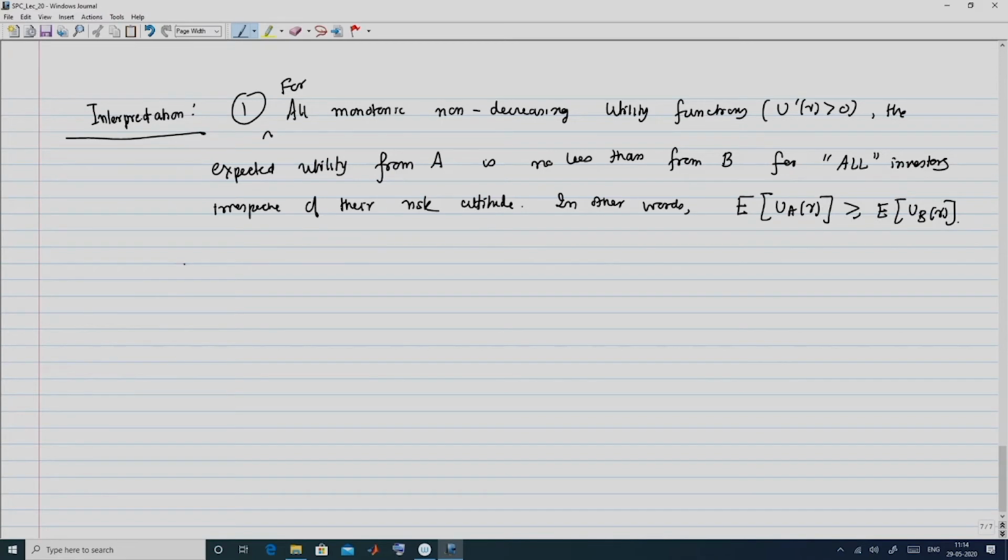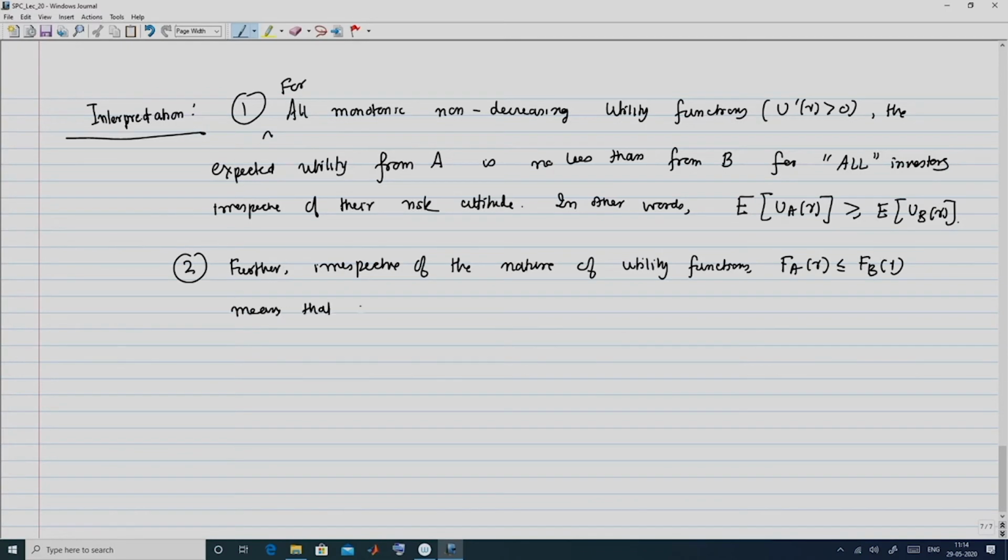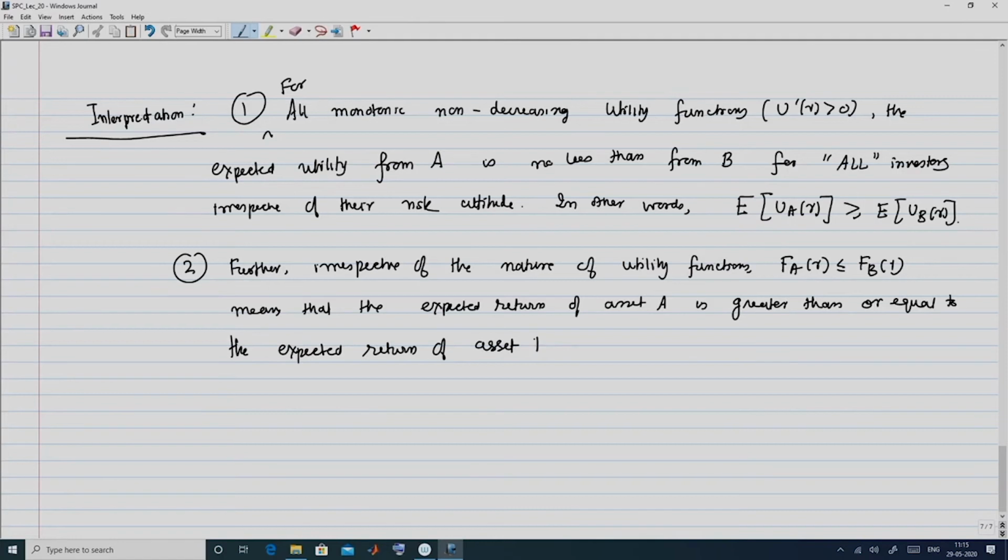And the second interpretation that you have here is that irrespective of the nature of utility functions being used, F A of r less than or equal to F B of r means that the expected return of asset A is greater than or equal to the expected return of asset B, that is E A of R is greater than or equal to E B of R.